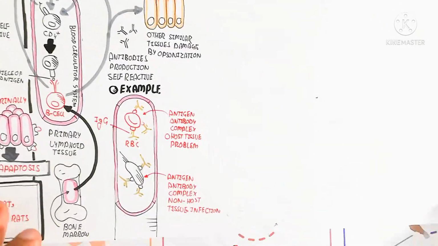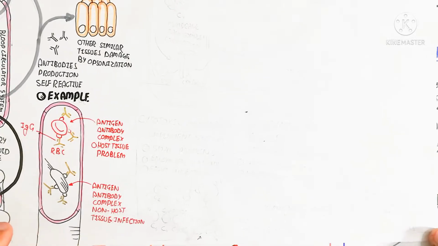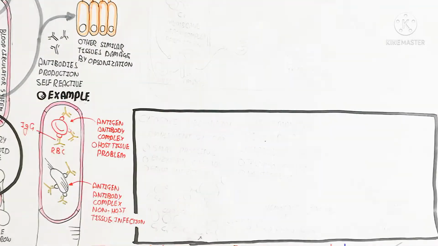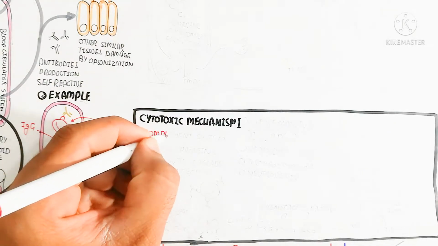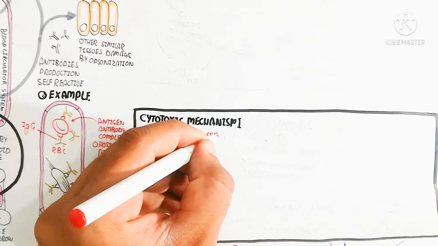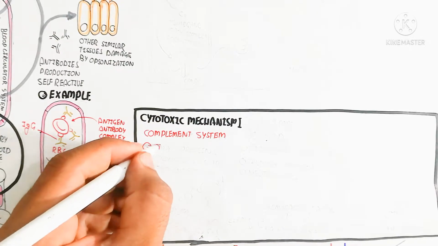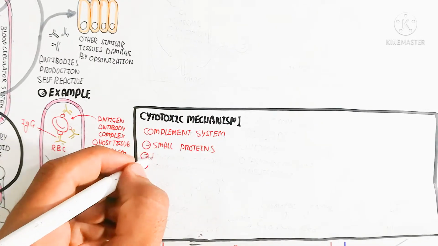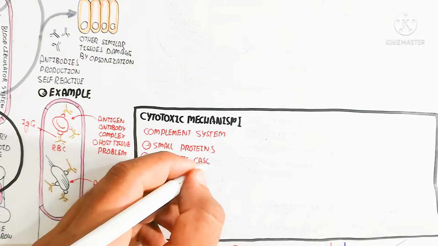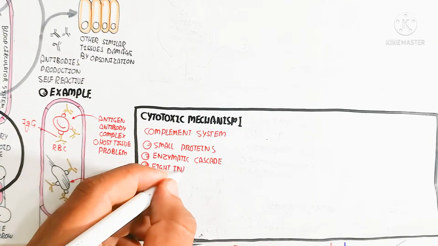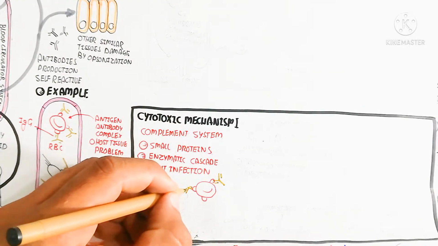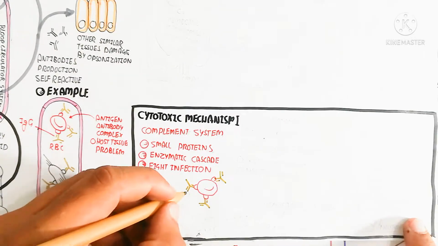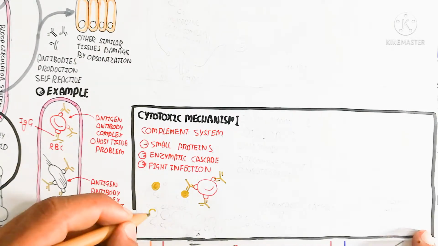An example of this is hemolytic anemia, which is caused by cytotoxic mechanism 1, because cyto means cell and toxic means poisonous. The complement system is also involved in cytotoxic mechanism 1. It consists of small proteins that are synthesized in the liver, an enzyme cascade, as well as fighting infection. And here you can see this is the cleavage formation.